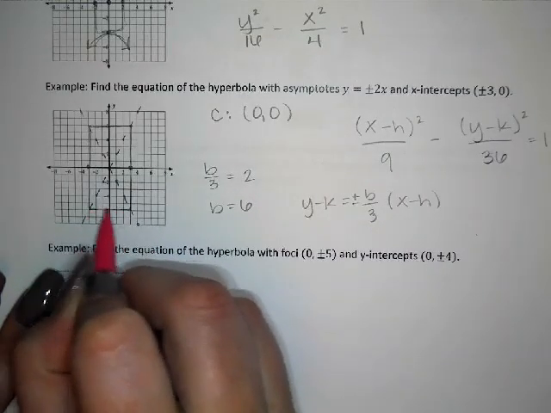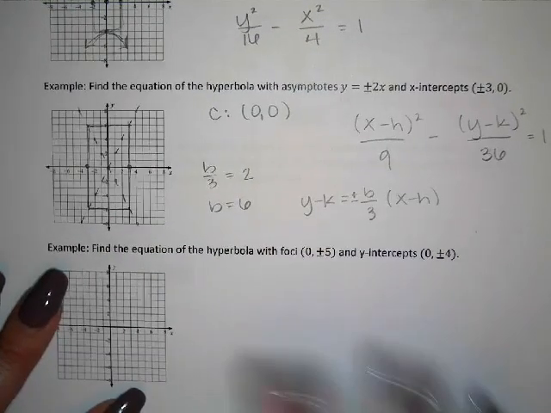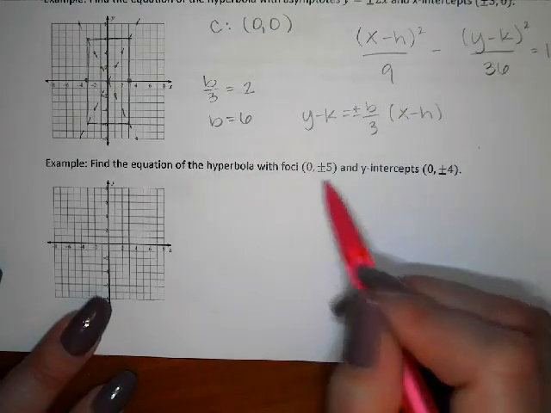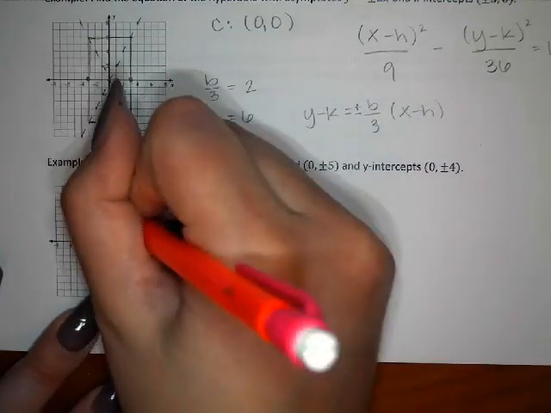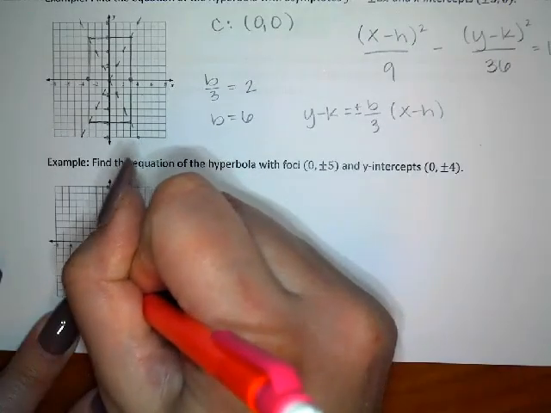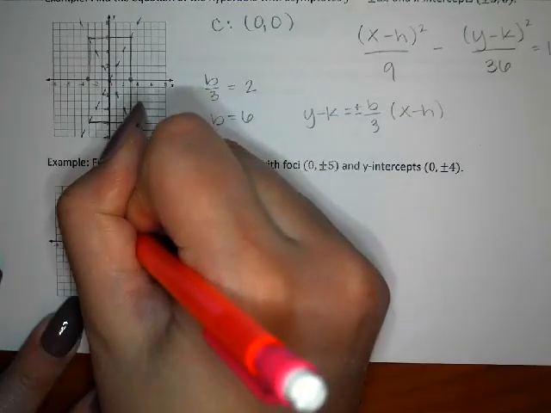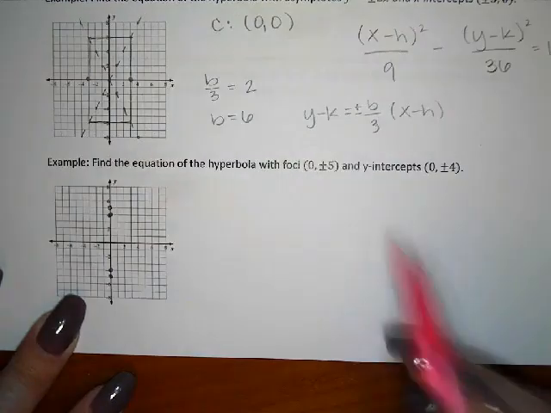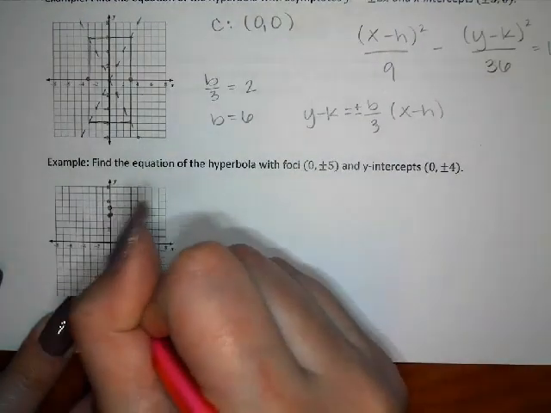Okay, let's try this next one. It says find the equation of a hyperbola, and it has foci at positive and negative 5, 0. So here's a focus. Here's a focus. And then it has y-intercepts at positive and negative 4. Since the y-intercepts are there and the foci are there, it tells us where the vertices are. It tells us this is a graph where the curves go up and down. So we know that this is what we're dealing with.